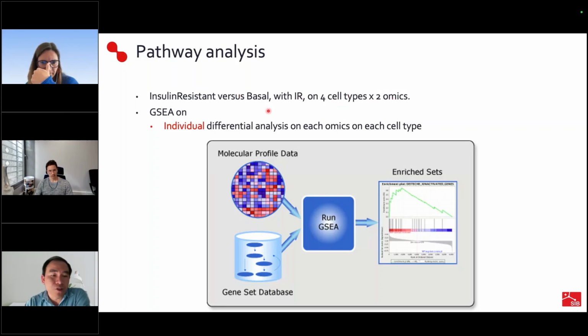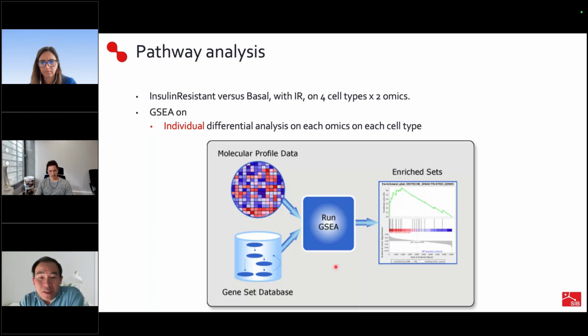So we perform the GSEA, as Florence told you before, with GAIC. Here we perform it on GO, the gene ontology. We have the molecular profile with fold change, p-values, etc. We have a gene set database. A gene set is a set of genes annotated to some function. For example, you have ergosterol biosynthesis with 10 genes, for example.